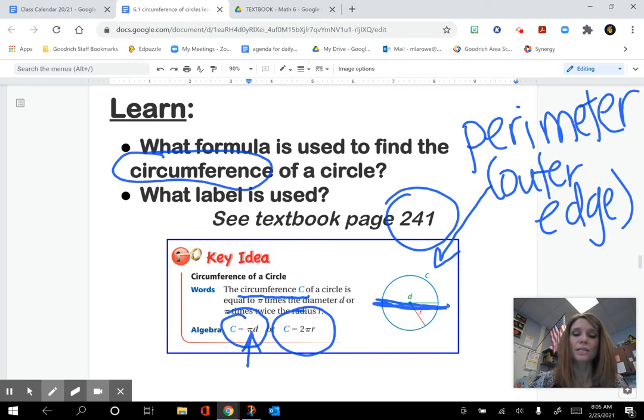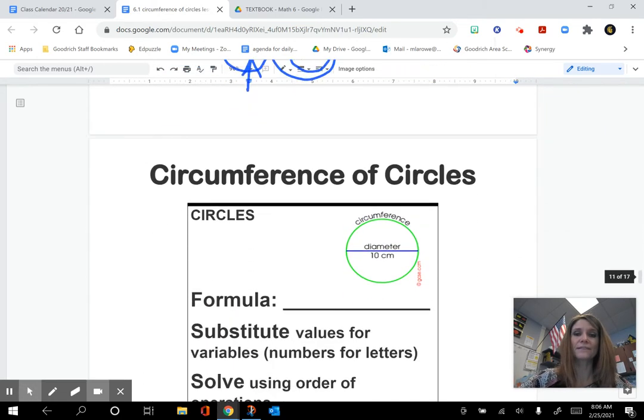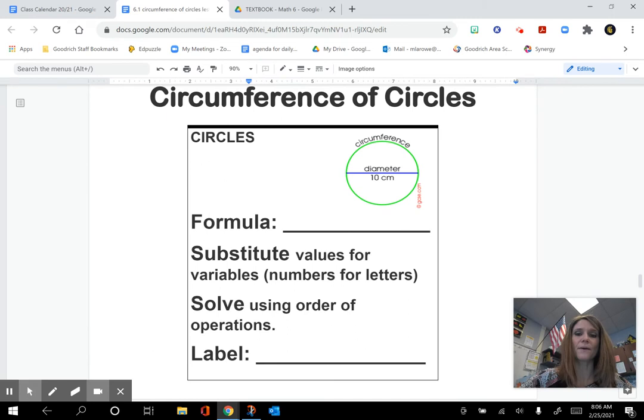The other option is to double your radius, because that's the same thing as getting a diameter. So if we did two groups of pi times r, then that makes up for the other radius, which gives me a diameter. So we can either double our radius to get a diameter, or just use the diameter number and multiply by pi. Let's jot this down on your handout so that you'll have this information as a formula.